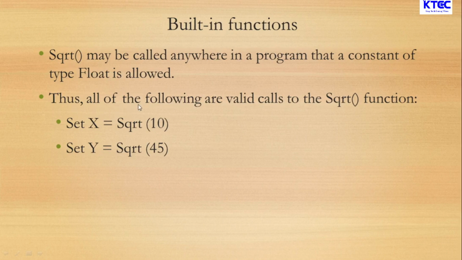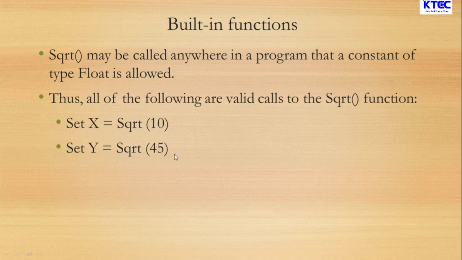Now, all of the following are valid calls to the square root function. For example, set x equal to square root of 10. You see that this is the name of the function. Since we can print the square root after it is calculated, we have to declare a variable, and after the work here, the result will be stored in the variable. Now, when we say display x, it will display the output of the square root of 10, which is stored inside x. So when we run x, it will display the value for us.